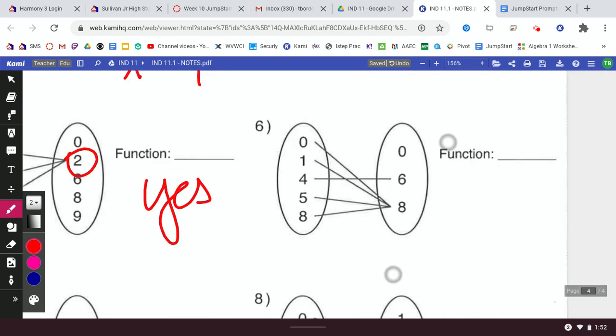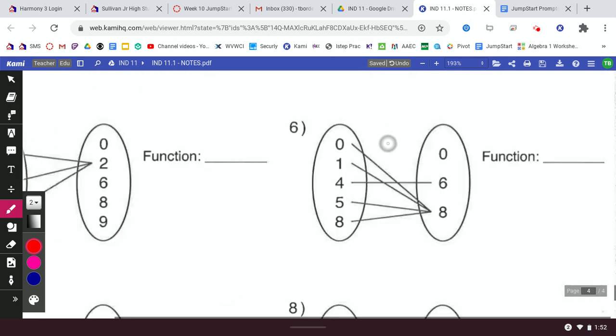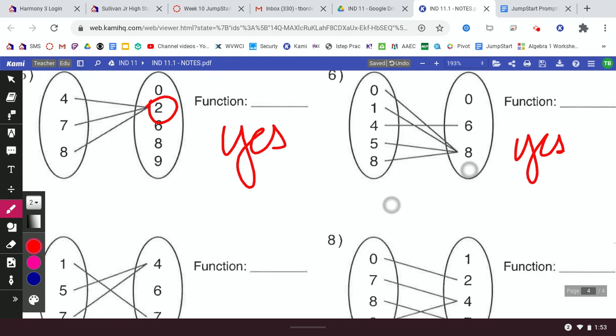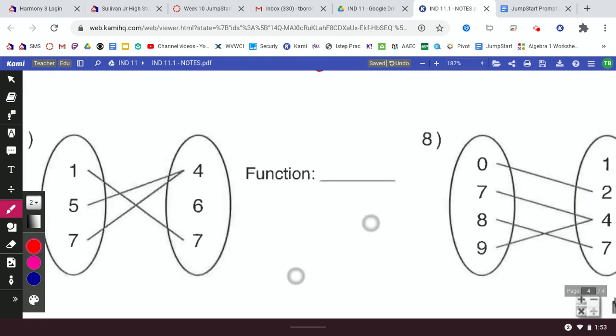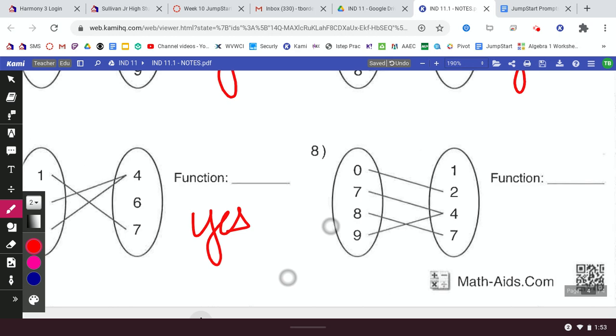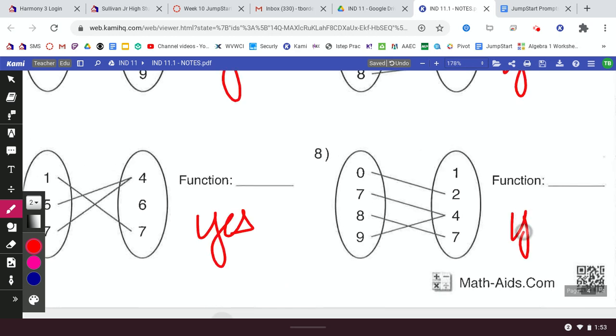All right, how about number 6? Brooklyn, is that a function? What do you think? I think so. Okay, yes, it's a function. None of the X's go out to more than 1, so we're good. Lexi, how about number 7? Function? Yes. And Emma Kate, how about number 8? Function? Yes. All right. That's it for day 1.